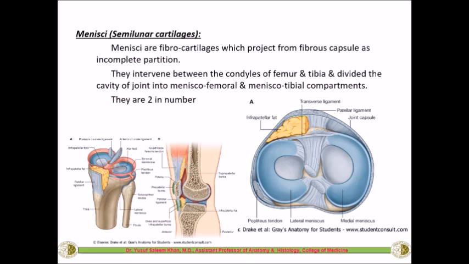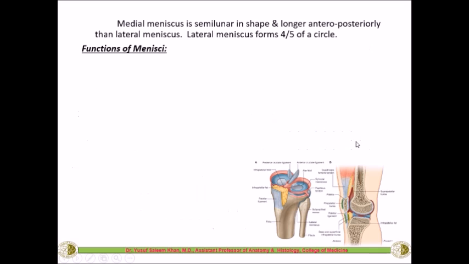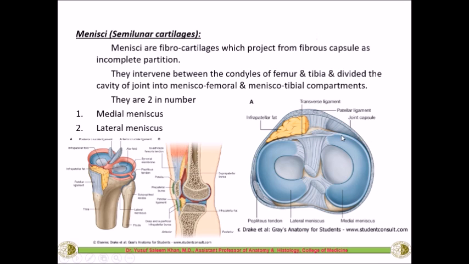These menisci, as you have already seen, are two: medial and lateral menisci. So how do you identify them? This is the medial meniscus, which is much larger compared to the lateral one, and this lateral one is much more rounded. The medial meniscus is semilunar in shape, almost a half crescent moon shape, and longer anterior-posteriorly. If you measure this anterior-posteriorly, it will be much larger compared to the lateral meniscus.